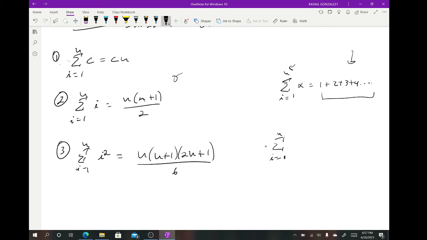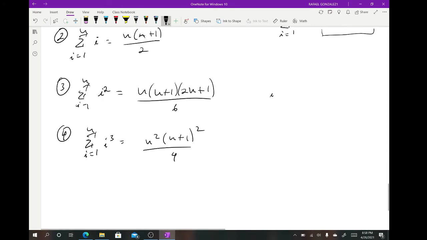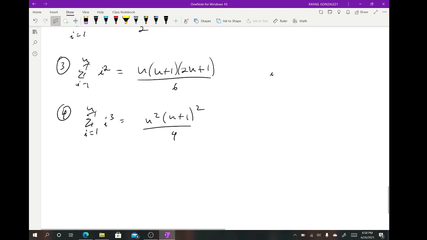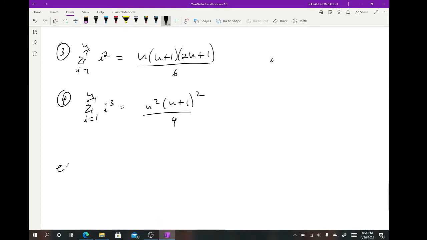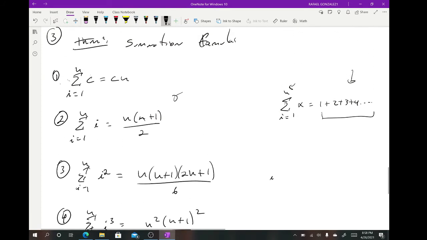Finally, the fourth one, I don't know why I'm writing here when I'm going to write it down here. The fourth one is the following: it's the sum from I equals 1 to n of I cubed, and that is equal to n squared times n plus 1 squared divided by 4. And I will not prove any of these, but it is useful that we know them. I will, however, do an example using them, using all of these facts that I have written down.